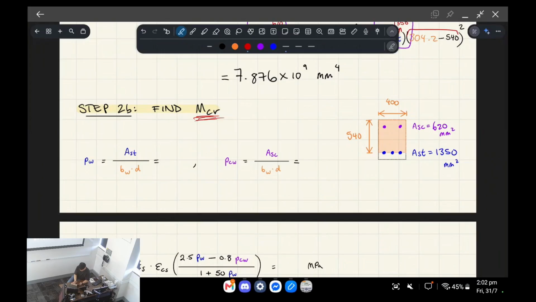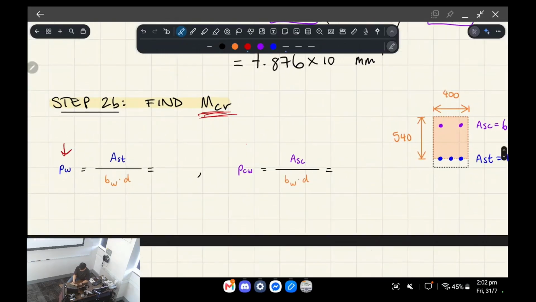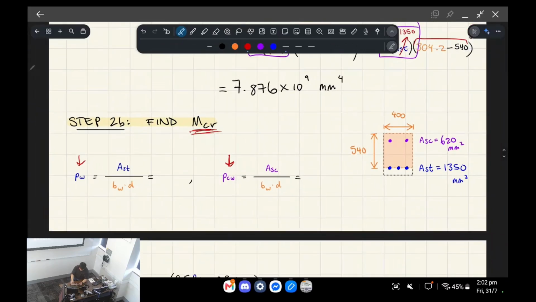Okay, so we have to calculate two values, right? PW and PCW. PW is a reinforcement ratio, the tensile steel reinforcement ratio. PCW is the compressive steel reinforcement ratio. If you want to visualize it, PW is basically saying we take the area of the tensile steel and divide it by the orange rectangle. So it's not the entire depth that you're multiplying by the width, it's just the effective depth.